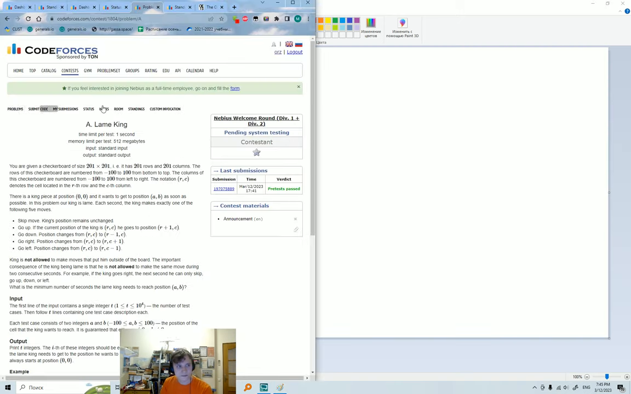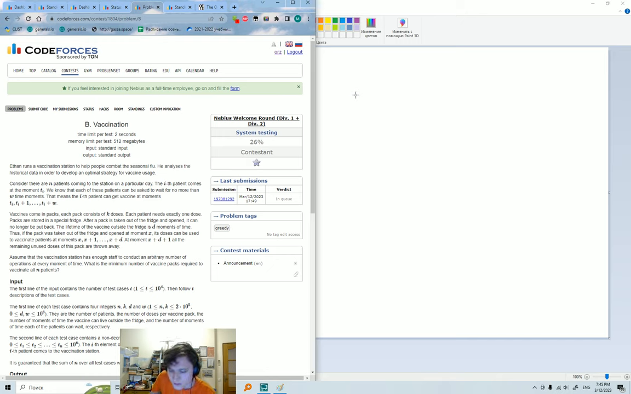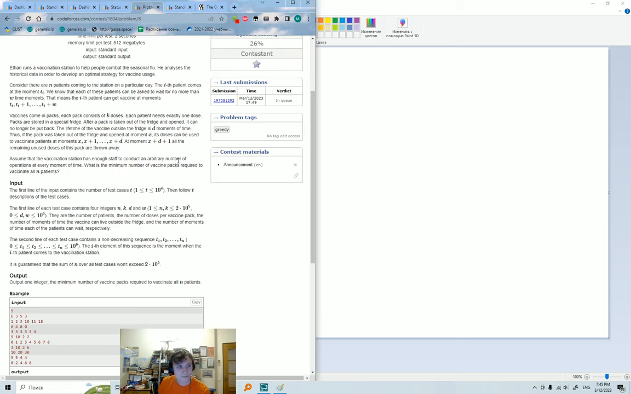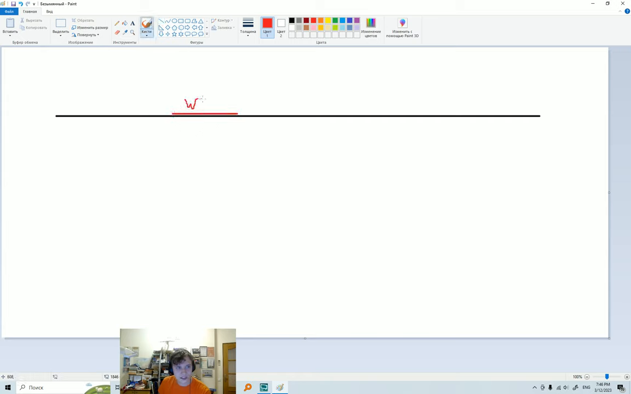Okay, problem B. Sorry again, I do not have my tablet, so I need to explain it in Microsoft Paint with my mouse. Problem B is simple greedy. So you have several patients. Each patient has a segment of length W during which he can be vaccinated. And also, if you open a pack with vaccines, you have a segment of length D during which you can use these vaccines.